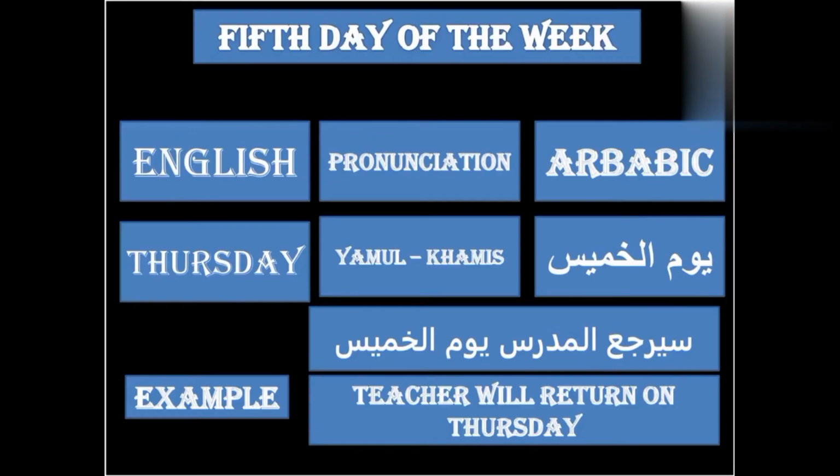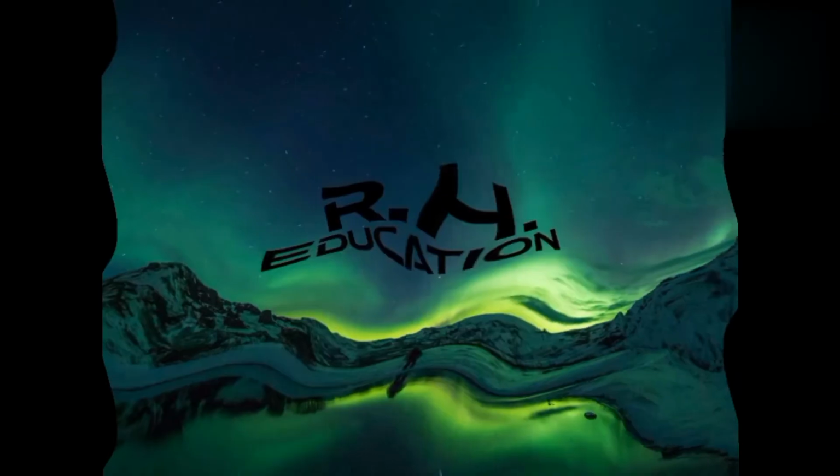Fifth day of the week. The fifth day of the week in Arabic is Yawmul Khamis, and it is derived from the word Khamsa, meaning 5. And Yawmul Khamis comes between Yawmul Arba'a and Yamul-Jum'a. So see the example. سيرجع المدرس يوم الخميس. Teacher will return on Thursday.